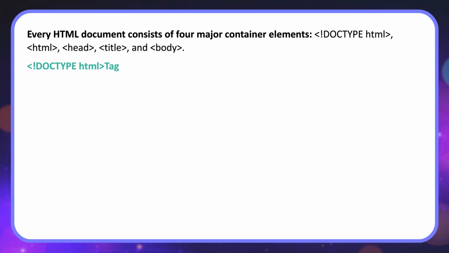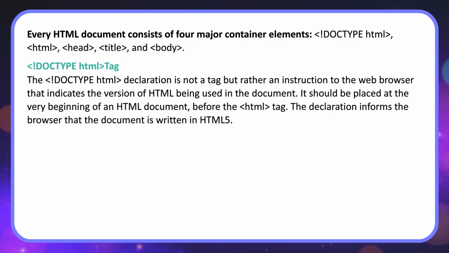<!DOCTYPE html> tag. The <!DOCTYPE html> declaration is not a tag but rather an instruction to the web browser that indicates the version of HTML being used in the document. It should be placed at the very beginning of an HTML document, before the <html> tag. The declaration informs the browser that the document is written in HTML5.